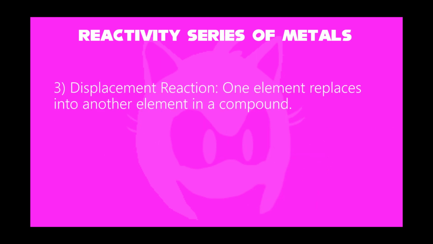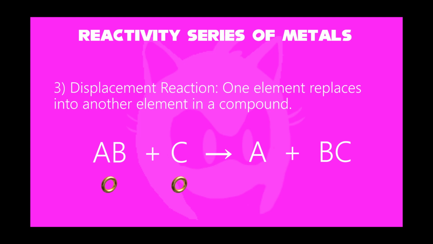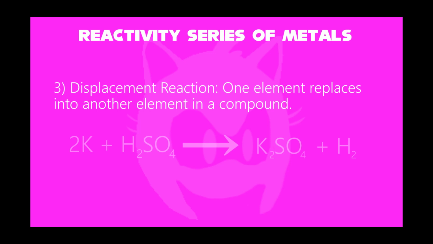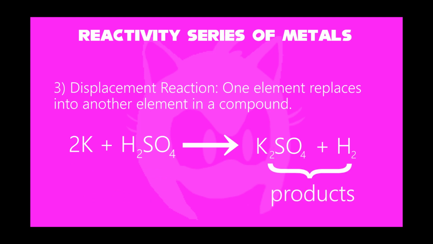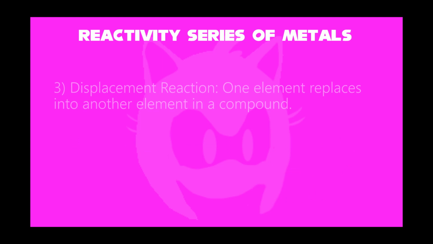Next, we will talk about the displacement reaction. That is, one element replaces another element in a compound. Take two reactants, A and BC. This becomes two products, AC and B. For example, as you have seen earlier in the reactivity series of metals, let's make a new reaction. For example, potassium, K, reacts with sulphuric acid. This becomes potassium sulphate and hydrogen, forming two products.